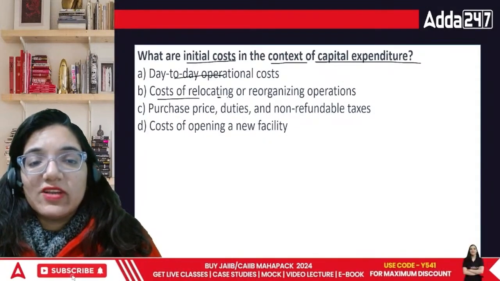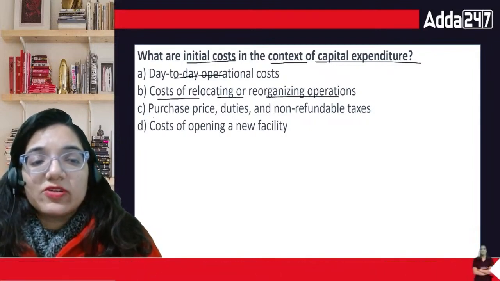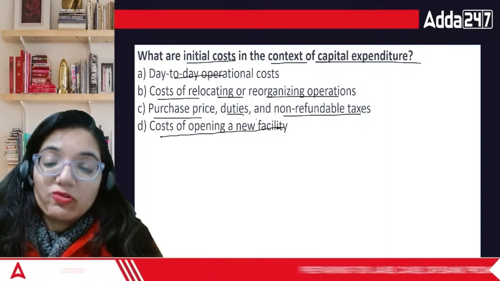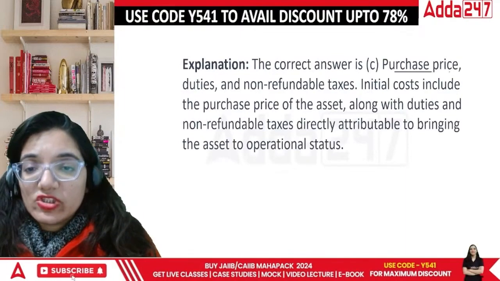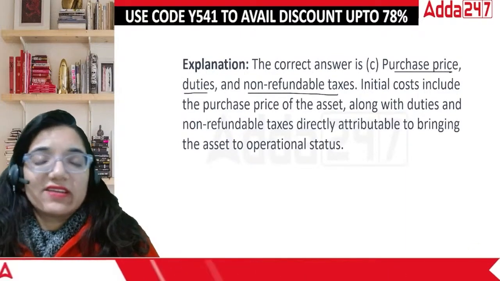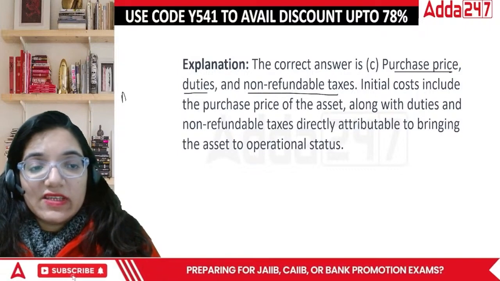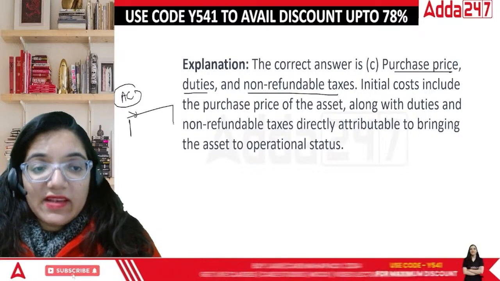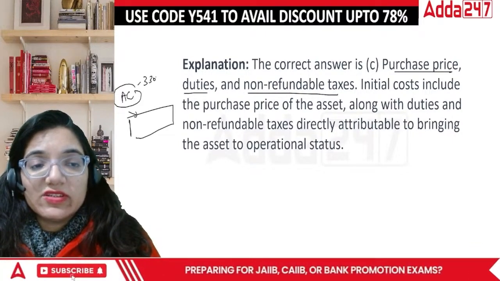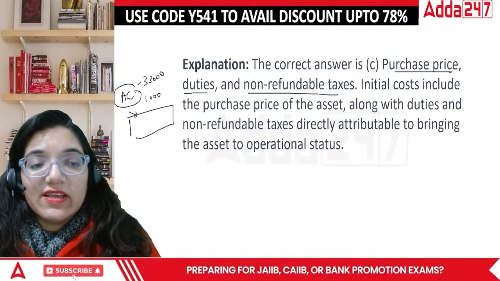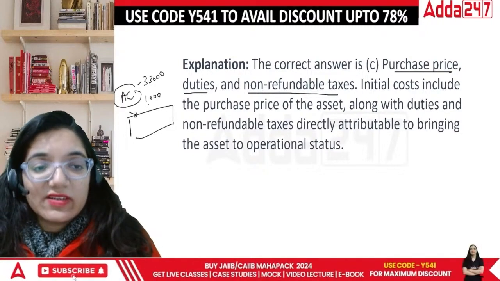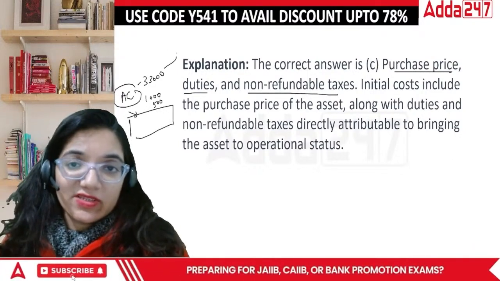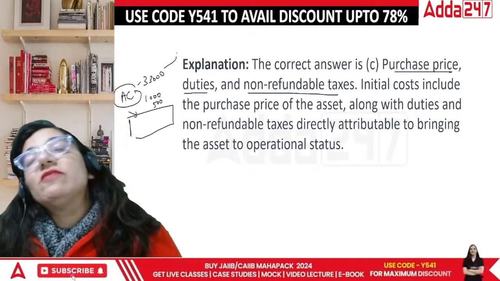What are the initial costs in context with capital expenditure? Day-to-day operational cost, cost of relocating or reorganizing, purchase price, duties and non-refundable taxes, or cost of opening a new facility. When we talk about the initial cost, the answer is C, the purchase price, duties and non-refundable taxes. Let me give an example. I bought an AC, everyone. They brought the AC, they transported it to my place, and the cost of the AC was 33,000. Transportation cost was 1,000. And installation cost, the person who would come and install it, their price was 500. I can never say the total amount of this AC was 33,000. To make it ready to use, I had to spend 1,500 more.